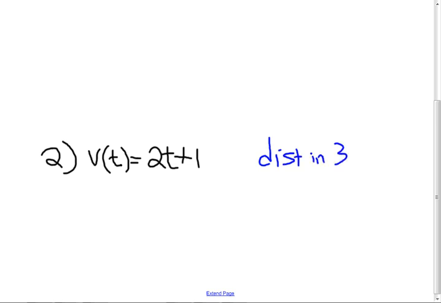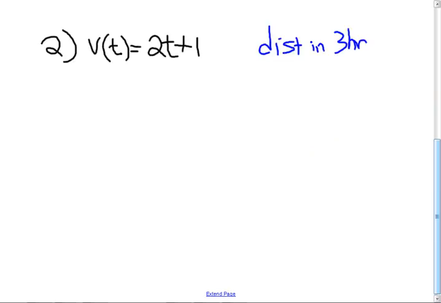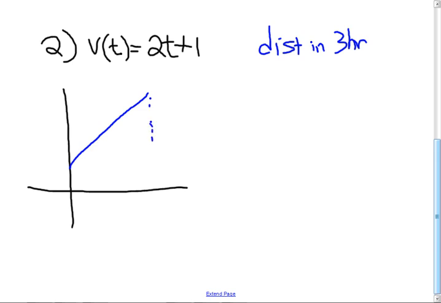So I'm going to graph it, because I know that the distance is the area under the curve of the velocity curve. So when I graph this, you can break this up into parts if you like. It doesn't really matter. 2t plus 1 is a straight line, and it's going to go like this. What shape is that? It looks like this.